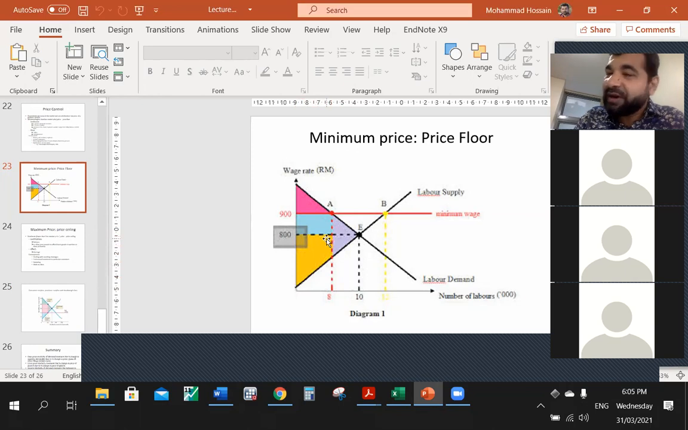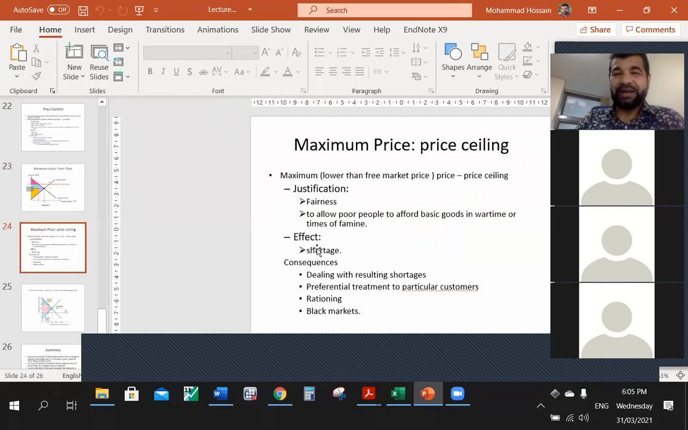Not necessarily it will always have to be a triangle. Not necessarily that consumer surplus and producer surplus will always be a triangle. No, not really. Now we have shown you here, when there is government intervention and a price floor is set, look at this consumer surplus and producer surplus. Interesting, isn't it? Let's move on.